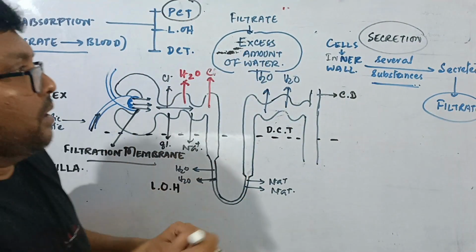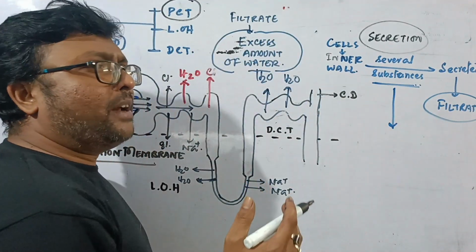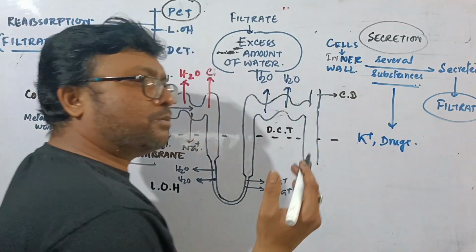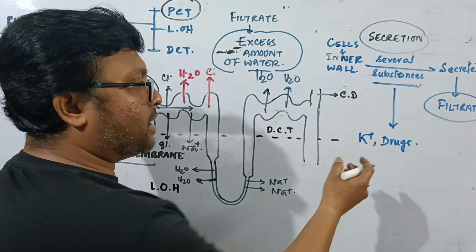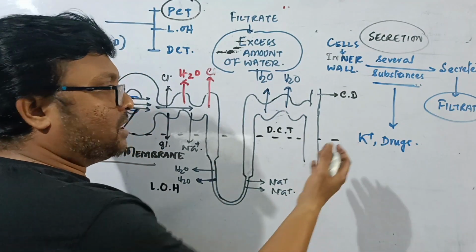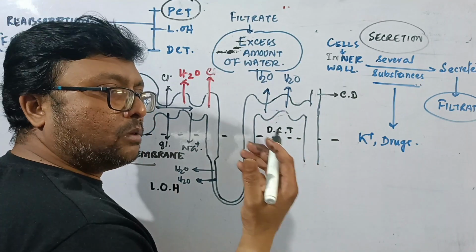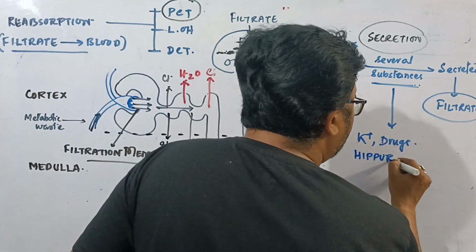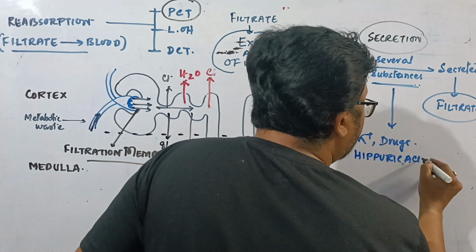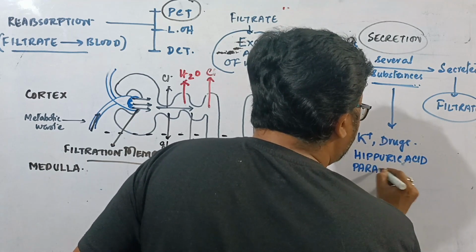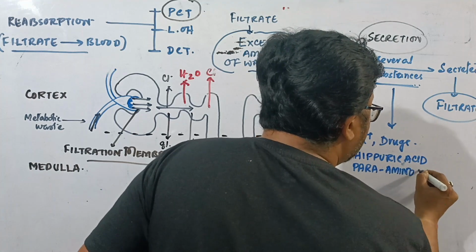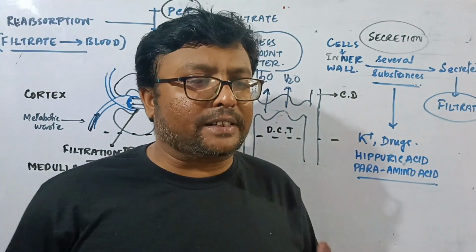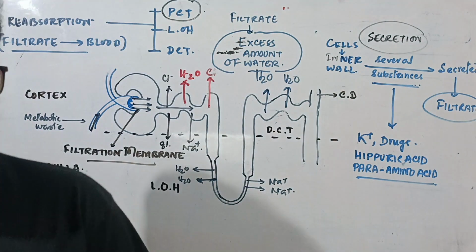এনিওয়ে, what are these substances? Generally you will find different kinds of ions such as potassium ion, different kinds of drugs. These are several new substances and old substances also. মানে পুরনো কিছু সাবস্টেন্সেসও দেখতে পাই, পুরনো কিছু আয়ন্স রয়েছে, those are actually secreted, such as potassium ions. Even few drugs are even secreted. Or we'll see hippuric acid, okay, para amino acid. So these are some examples of several substances that are actually secreted into the filtrate. ঠিক আছে? Yes, sir. Okay.